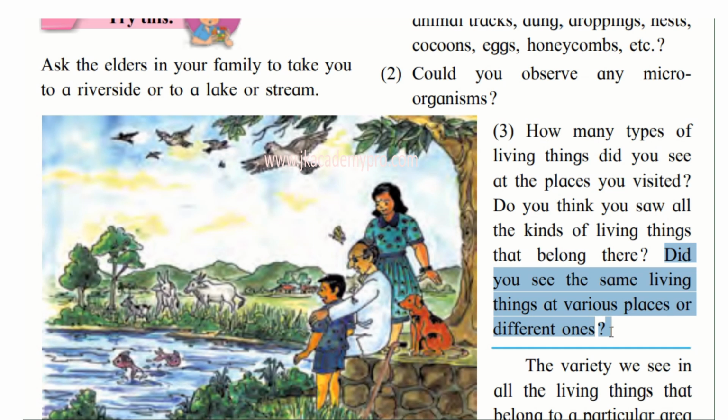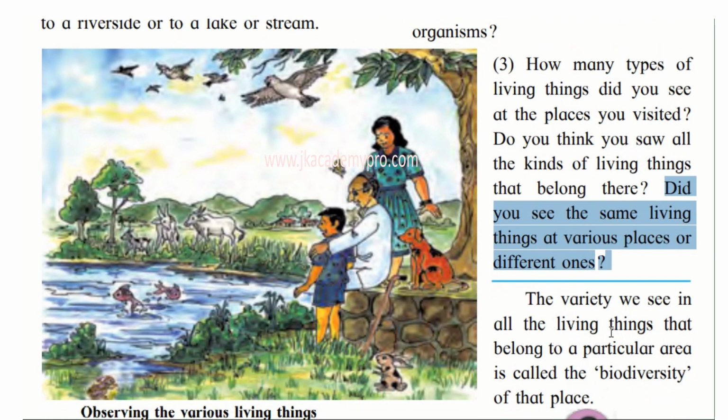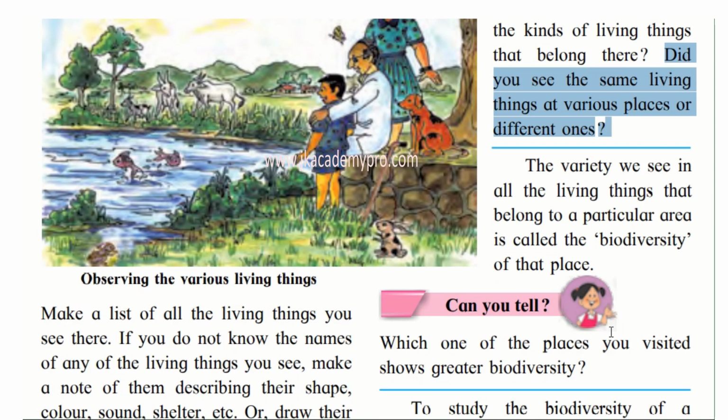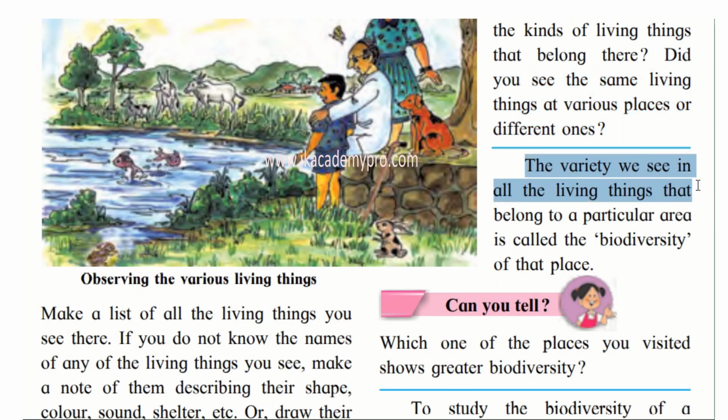Okay, think about all these things when you're observing and making your list, as well as when you come back home. Try to read out all the lists that you have made and try to find the differences and the similarities. The variety we see in all living things that belong to a particular area is called the biodiversity of a place. So now we will learn what biodiversity is.